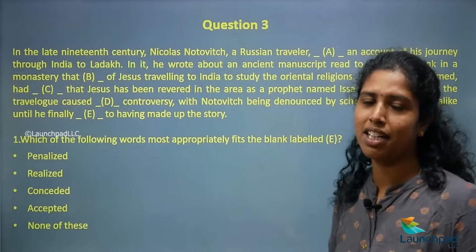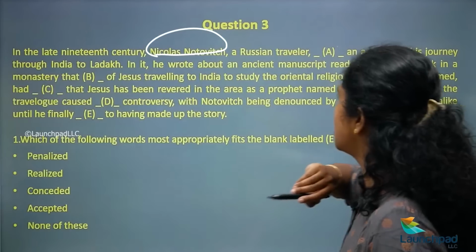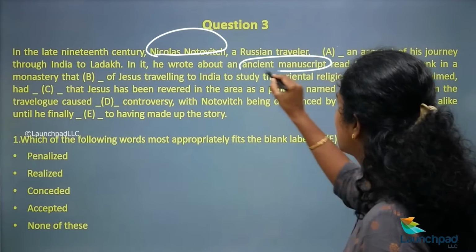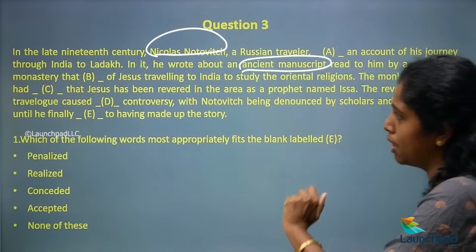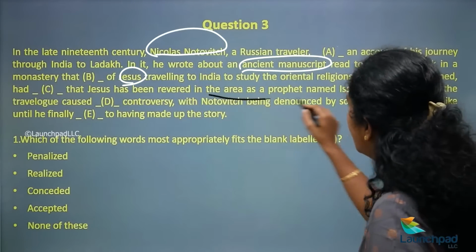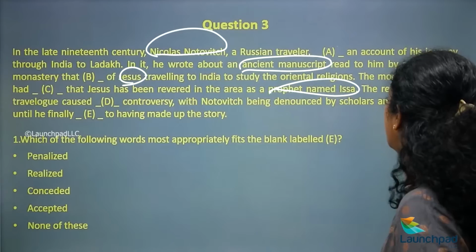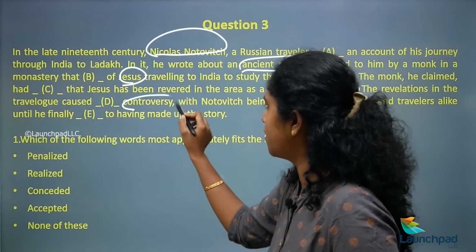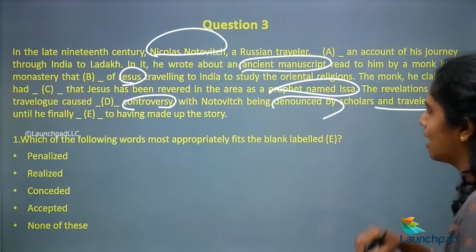So what does this paragraph try to tell us? This is talking about a traveler, Nicholas Notovich, who wrote about an ancient manuscript that was read to him by a monk. Okay, and what is this ancient manuscript talking about? It's talking about Jesus, who was revered in the area as a prophet named Isa. Okay, and it is talking about the revelations that created a lot of controversy, because of which he was denounced by scholars and travelers.